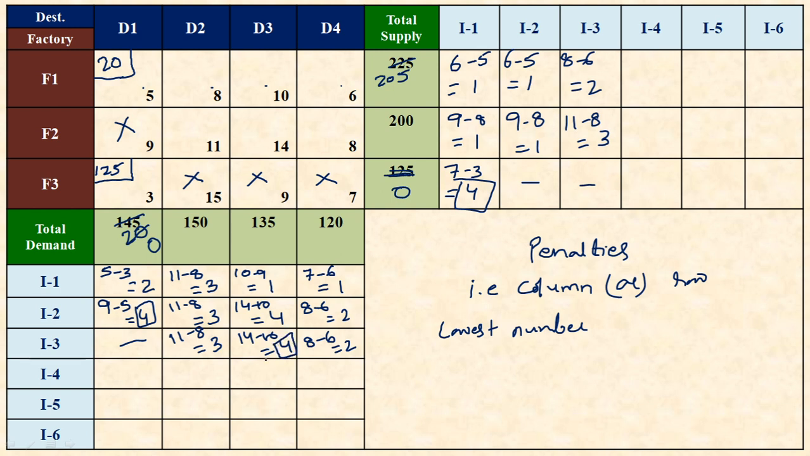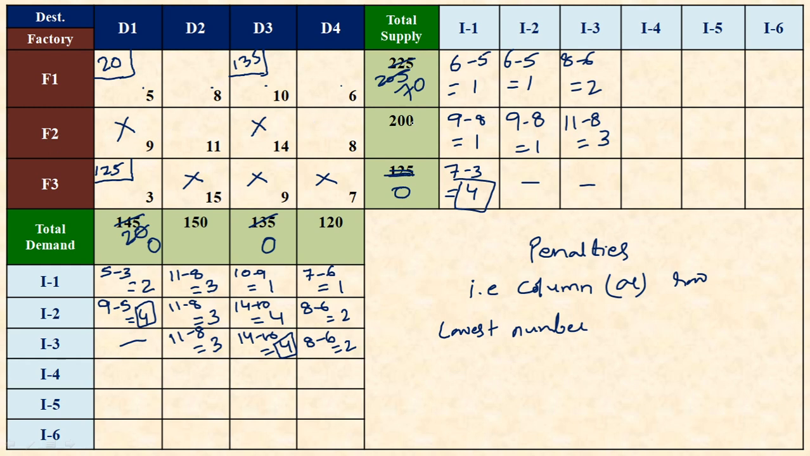We have to select this 4. So this is under D3. So D3 is having 2 numbers, 10 and 14. So we have to select the lowest number, that is 10. So this is a combination of F1 and D3. F1 is 205, that is total supply is 205, and D3 is 135. So we have to supply 135 here. So if I supply 135, the 135 will become 0 and 205 will become 70. And if you see that D3 is 0, that means F2 of D3 may not be considered for the next level of calculation. Now the table is reduced to 2 rows and 2 columns.